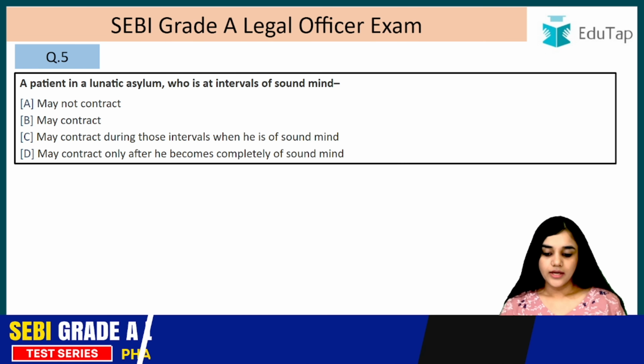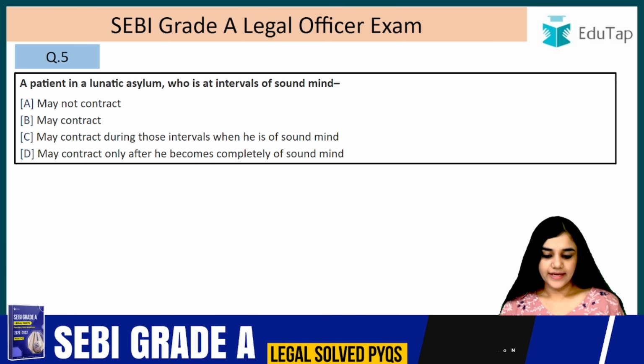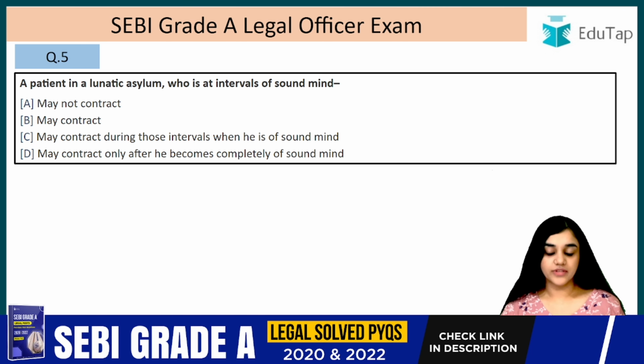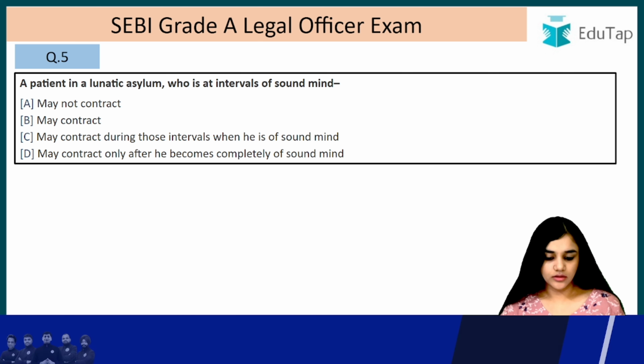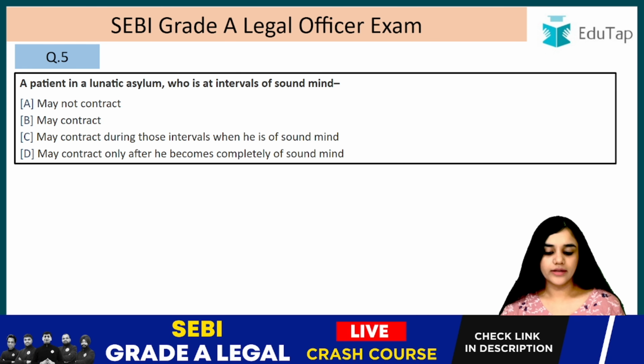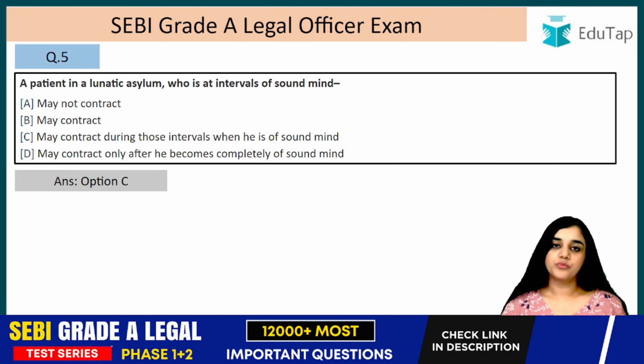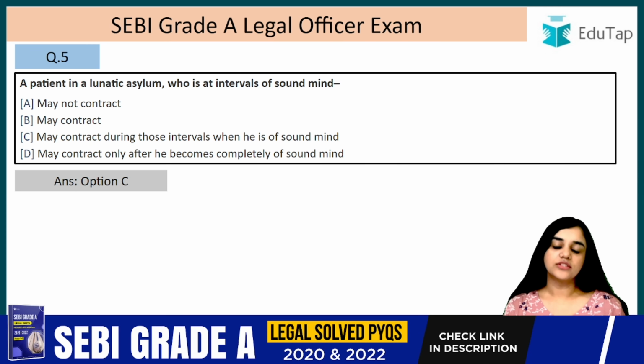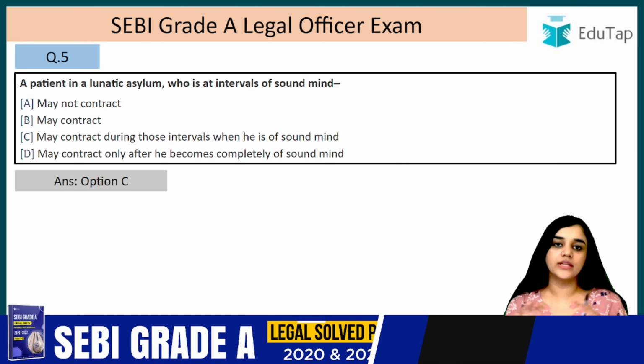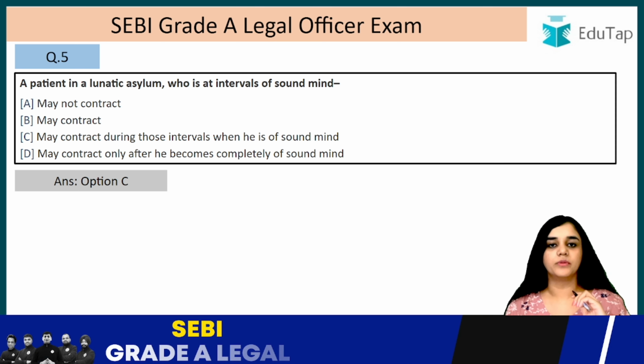Question number 5. A patient in a lunatic asylum who is at intervals of sound mind may contract during those intervals when he is of sound mind, or may contract only after he becomes completely of sound mind. The answer is option C, may contract during those intervals when he is of sound mind. The principle is that when a person is contracting, he should be of sound mind to such extent that he is able to judge the circumstances and the consequences. If he is of sound mind during the time when he was forming the contract, then it is going to be a valid contract, right?